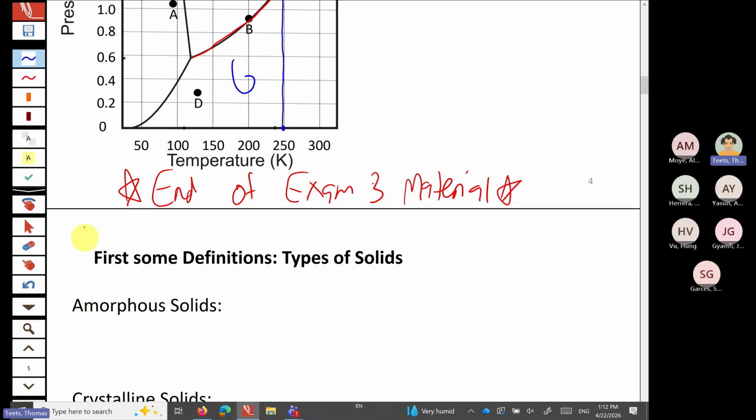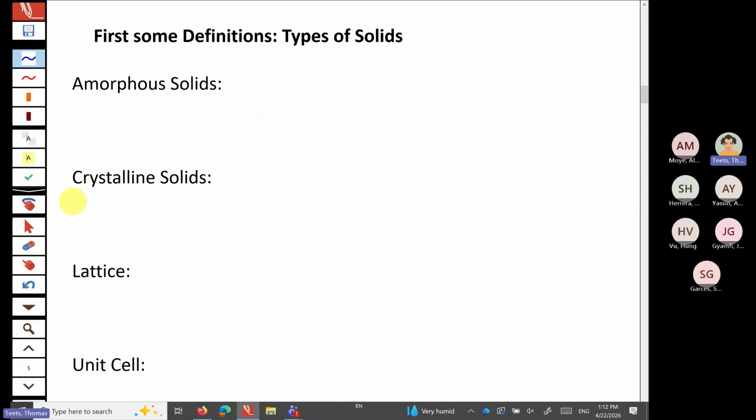So first we need some definitions to start on. There's two major categories of solids, and then within each of these, especially within the crystalline solids, we're going to break it down further into additional categories. So a lot of this section is going to be categorizing solids on the basis of their structure and how that relates to their properties, which is a lot of what we do in chemistry, relating structure to properties.